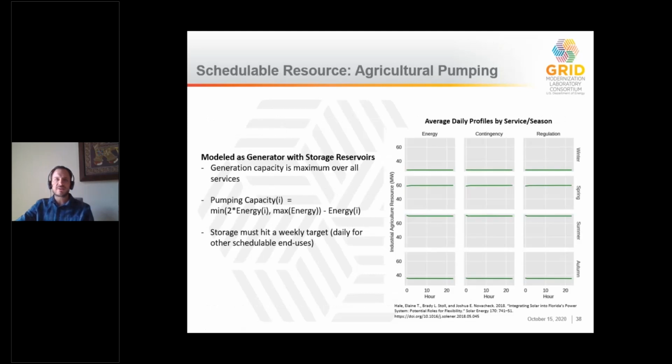So here we see agricultural pumping as an example of a sheddable resource. In the plots on the right, the magnitude of the resource is presented according to energy service, either energy, contingency, or regulation, and availability can vary by season and also by hour of the day. And in this particular case, you can see that the magnitude of the resource is highest in the summer and spring, as you would expect, and significantly lower in autumn and 0 in the winter. And you can also see that the magnitude of the resource is the same across all grid services in this case. Next slide.